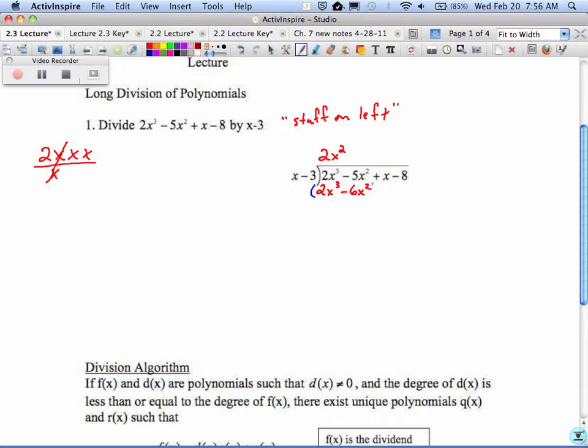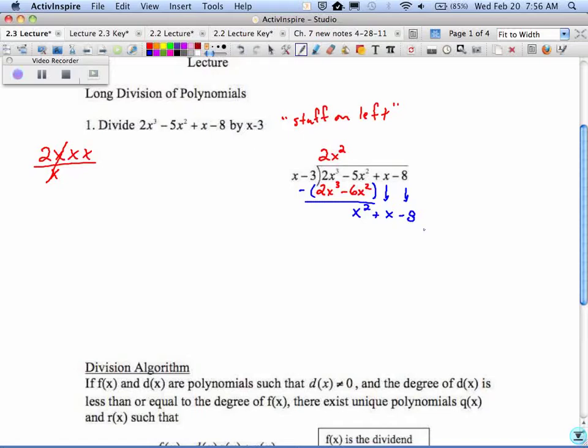And what did we do? We subtracted. So what is 2x cubed minus 2x cubed? 0. That's our goal, is to get that 0. Now, be careful. What's negative 5 minus a negative 6? Positive x squared. Now we can just bring down these other terms. So we bring down the x, bring down the minus 8.